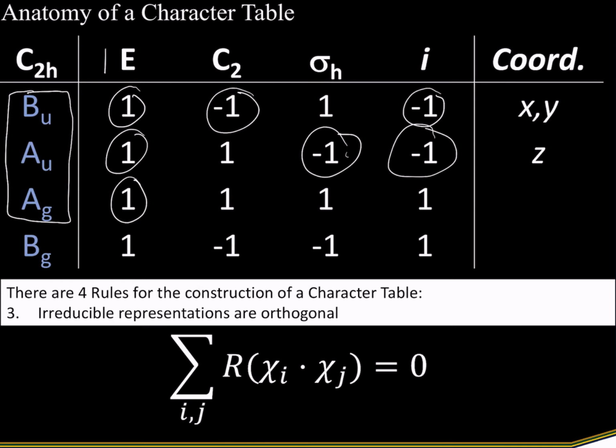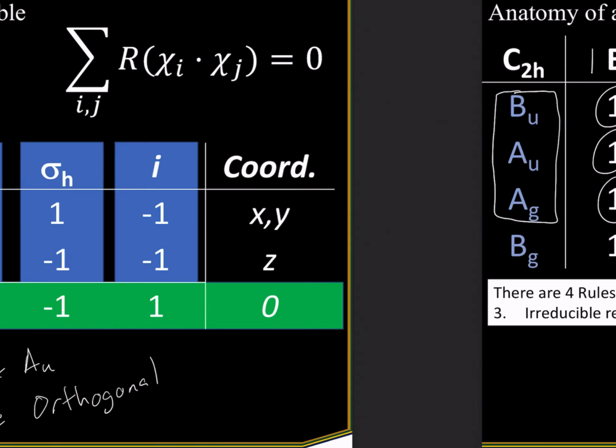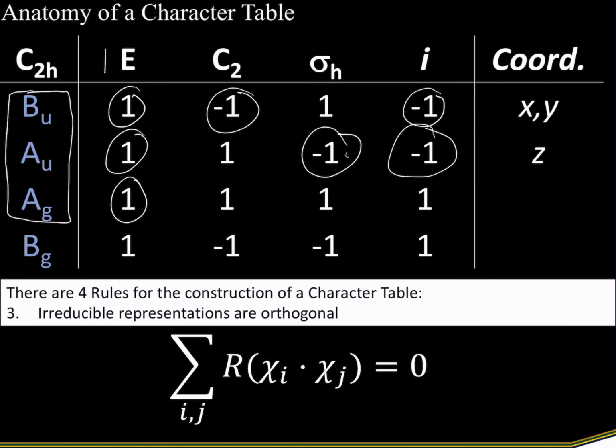So we have to validate this. We need to show that it is, in fact, orthogonal. We could pick any one of these different irreducible representations to validate. We could use BG and AG, or BG and BU. Any one of these must be orthogonal. So if I picked 2 lines, multiplied them together, multiplied by the class order, and added all those values up, it must equal 0. And we can see that that's in fact true.